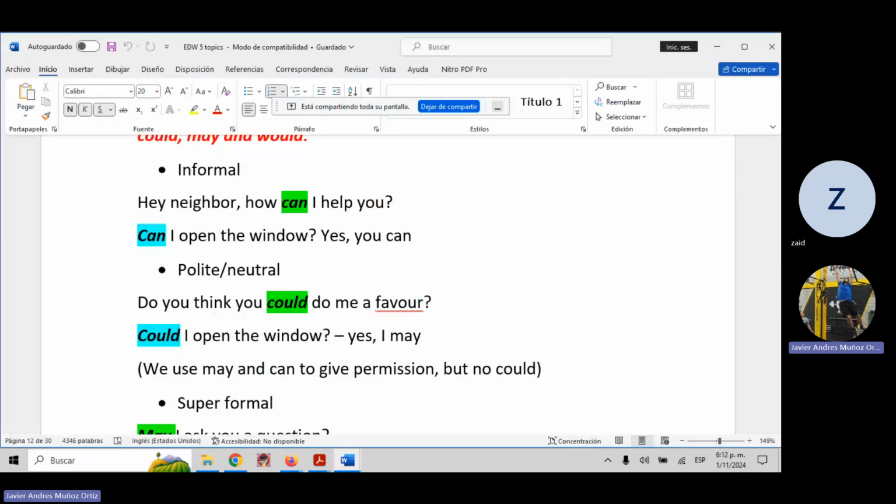It's a polite question. And you know these friends, these guys who work with you, but you're not so close to them. I mean, you know them, but they are not your best friends. You don't invite them to a party, for example, or to your son's birthday. Let's suppose that, right? So could is a little more neutral.